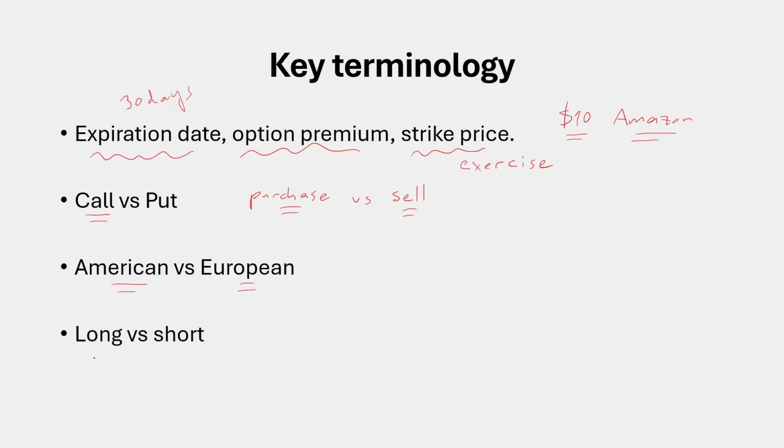Finally, we can also make a distinction between the long position in a call option or in an option contract in general versus a short option. And the idea is the same as in a long position in a stock versus a short position. So if you are the buyer of the option, so if you are the option holder, right, you have a long position, whereas if you are the option writer, you have a short position. So the buyer and the holder have the long position, the writer and the seller, they have the short position.